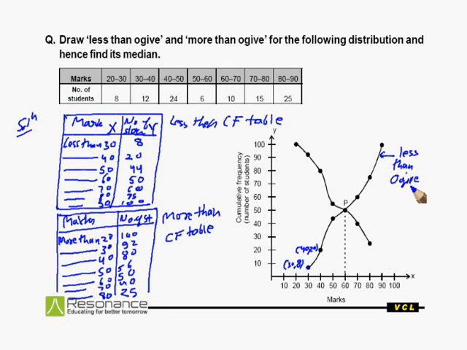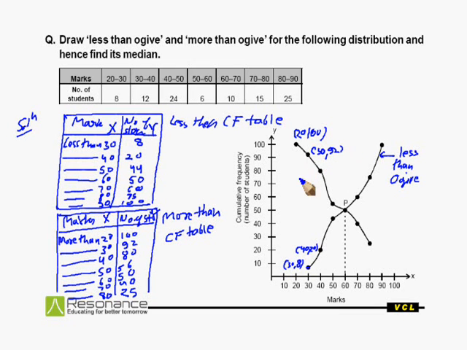Now in the same way, again we have to draw the marks on the x-axis and the number of students on the y-axis. So we have to plot a point that is 20, 100. That is 20 on the x-axis and 100 on the y-axis. So this point is representing 20, 100. Now the next point is 30, 92. We have to plot 30 on the x-axis and 92 on the y-axis.